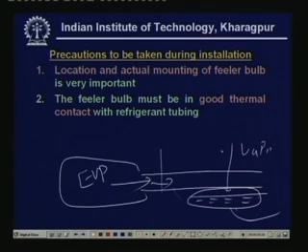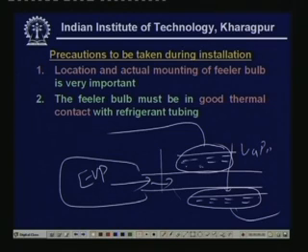So what is the correct way? The correct way is to keep the feeler bulb in this manner, so that liquid will always remain in contact with the refrigerant tubing and it will respond properly to the load variations. Okay, that is the meaning of mounting the feeler bulb properly. Okay, and there must be good thermal contact between this, otherwise the temperature here and temperature here will be different if there is no good thermal contact. Okay, so there must be perfect thermal contact between the bulb and the refrigerant tubing.